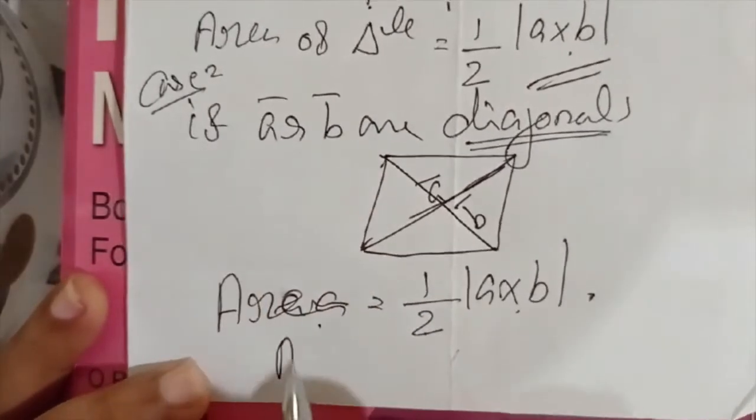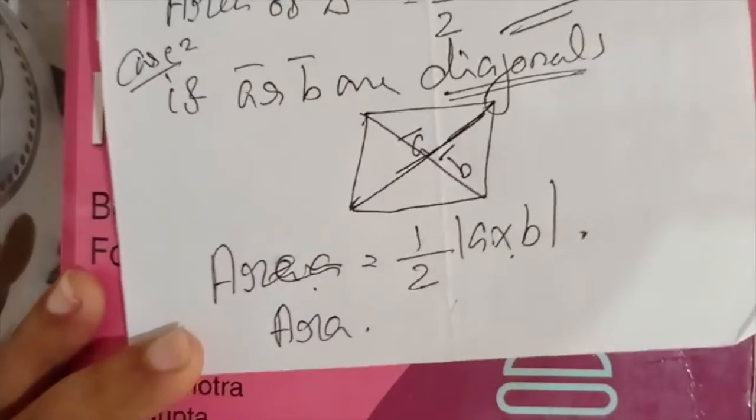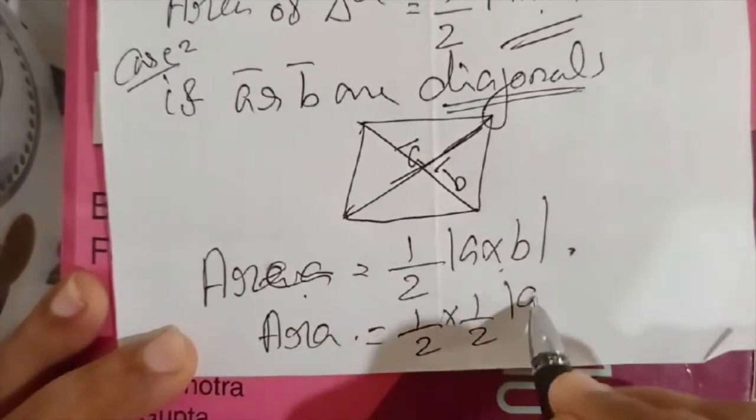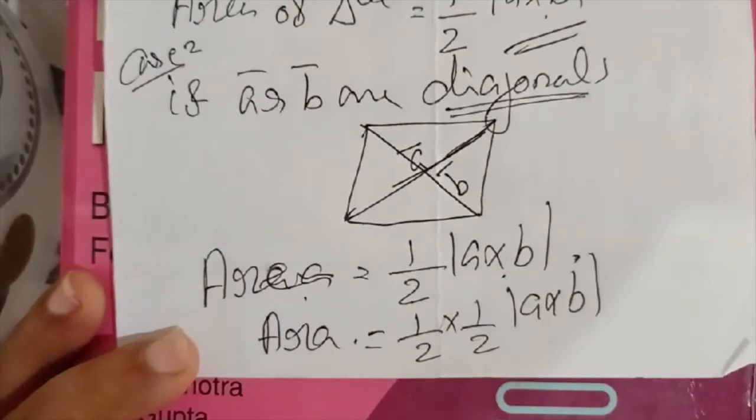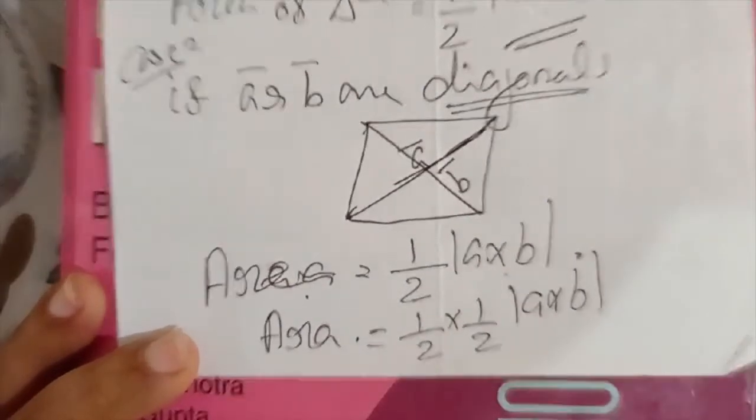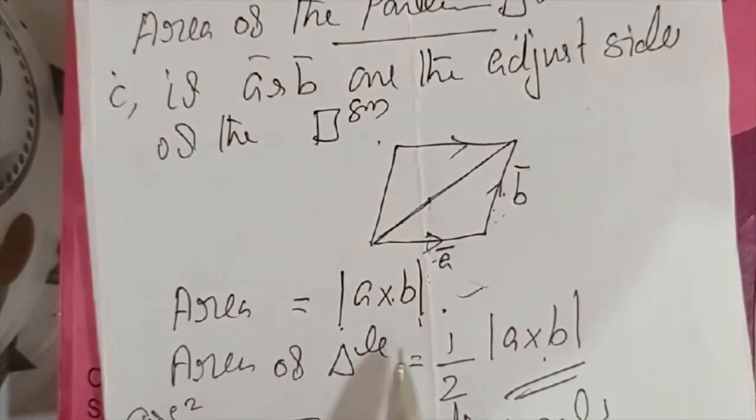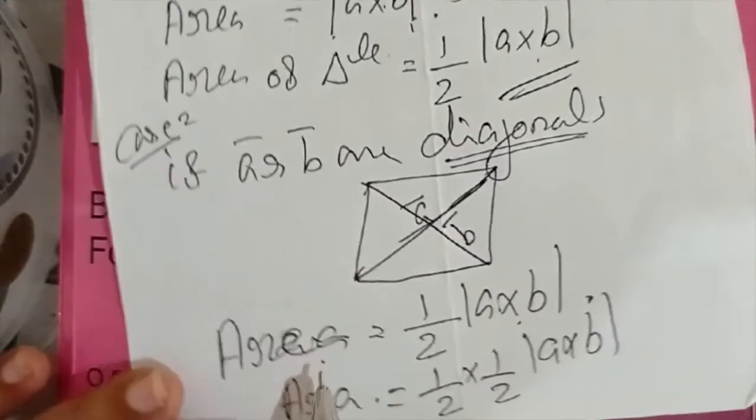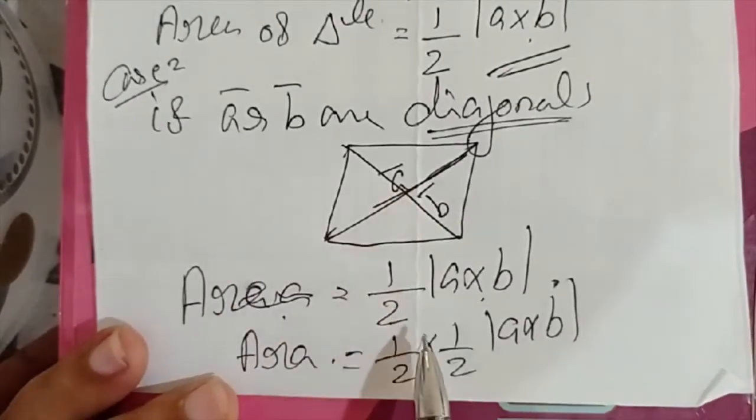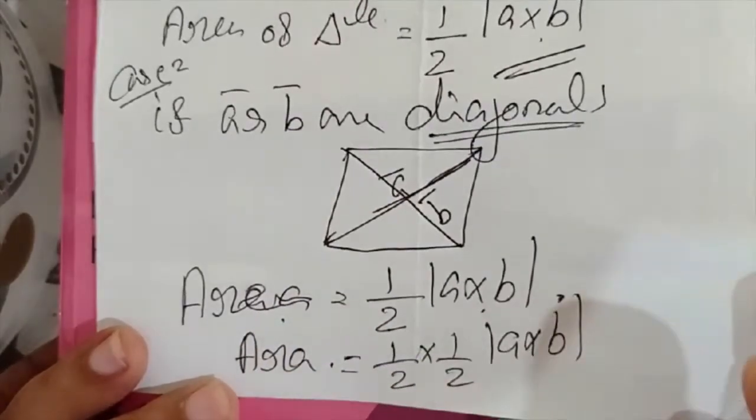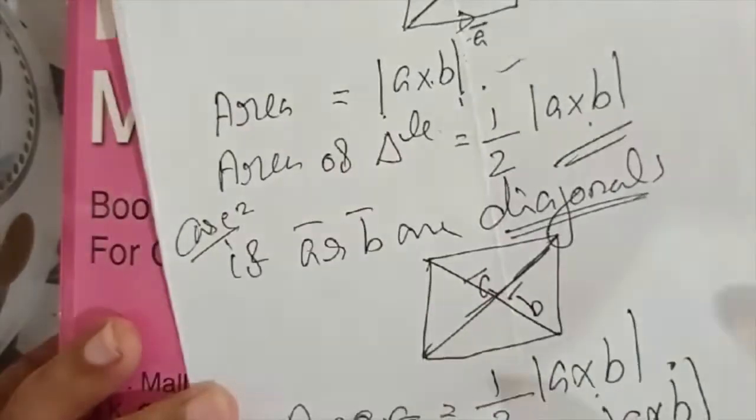Then can you say what is the area of the triangle in that case? Again take the half of it: half into half mod A cross B, that is 1/4 mod A cross B. If A and B are the sides of the parallelogram, area is equal to mod A cross B. If A and B are the diagonals of the parallelogram, then area is equal to half mod A cross B.